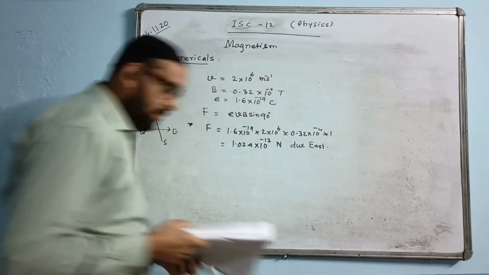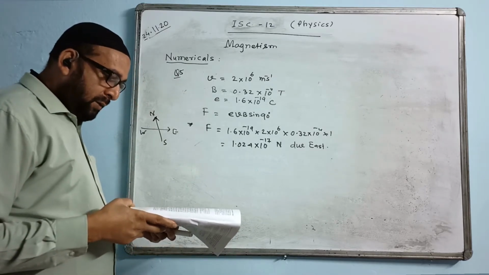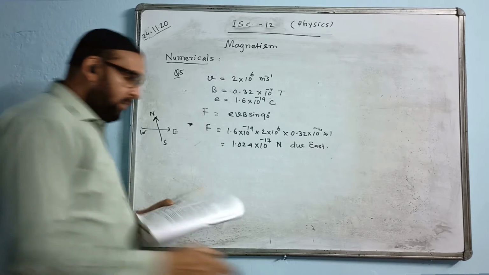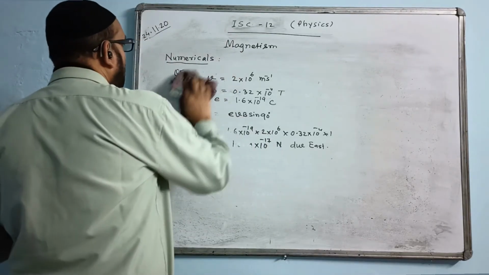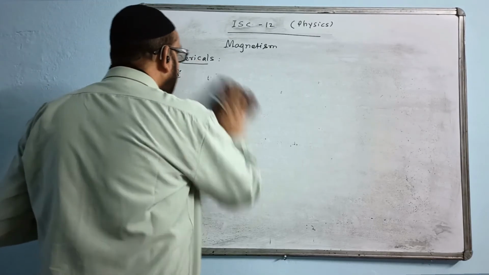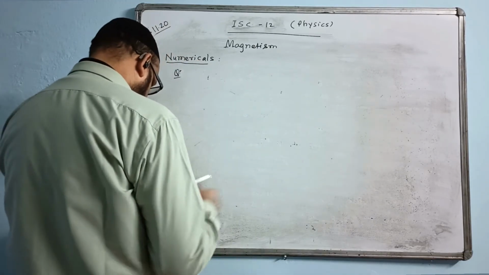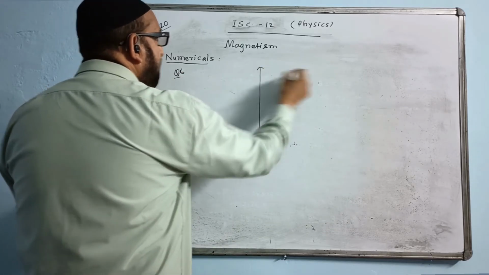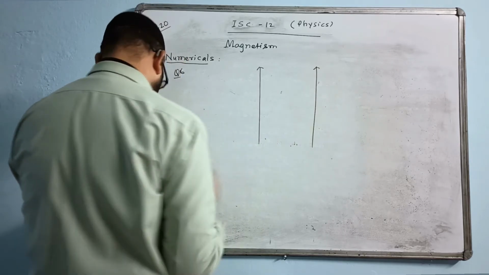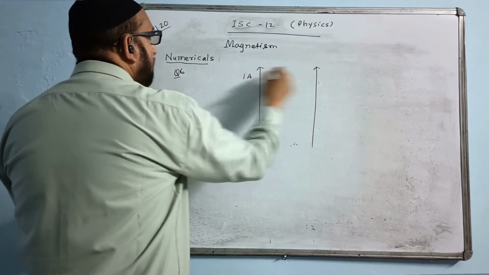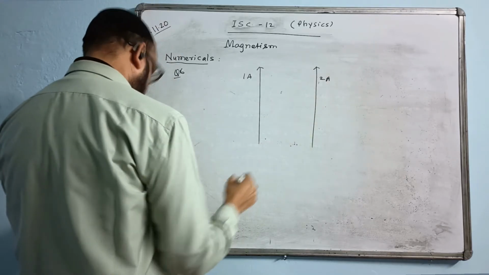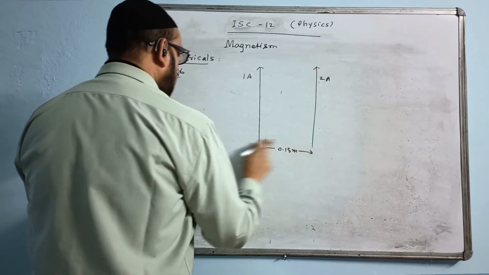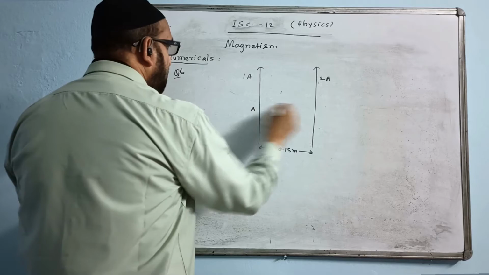Okay. Now we are doing the next question. Next question is over here. There are two wires given here, one here, another one. This is 1 ampere, this is 2 ampere, and this is given 0.15 meter, the distance. This is A, this is B.